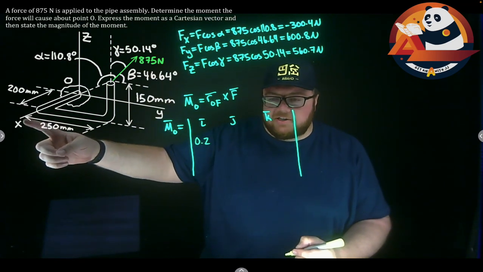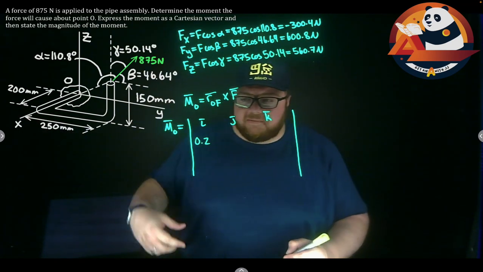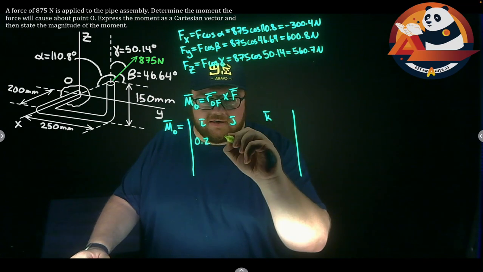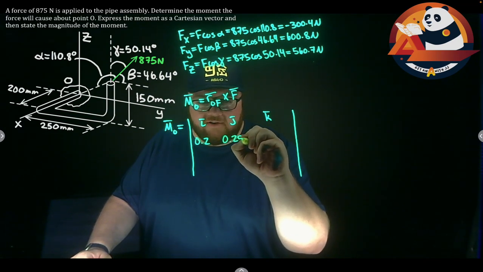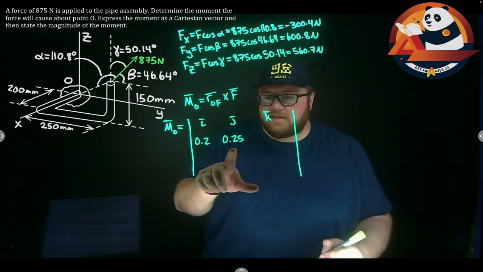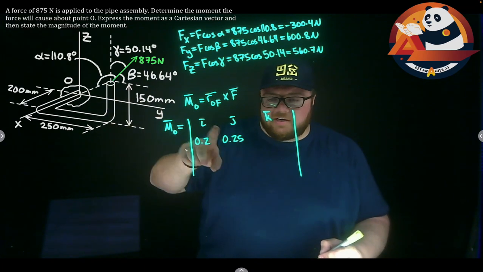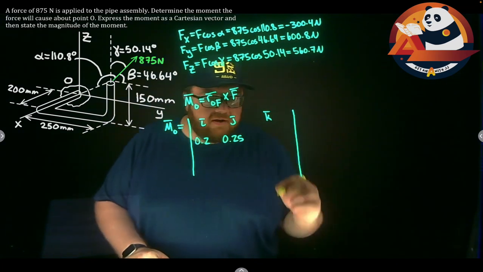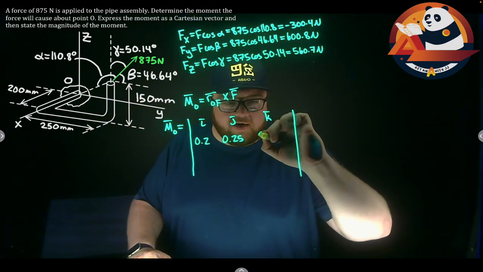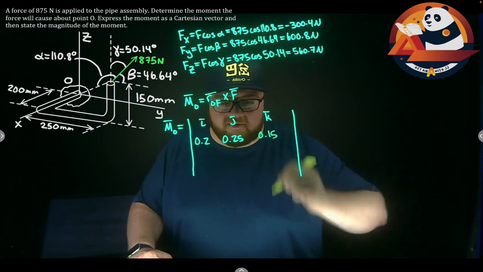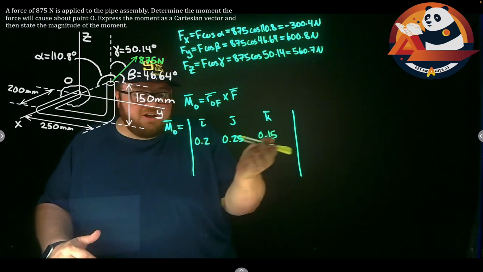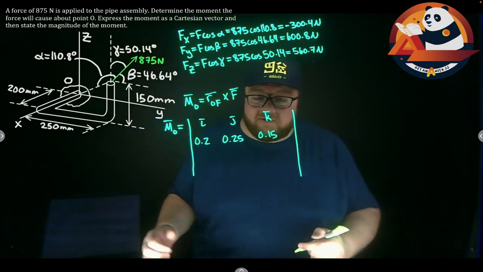In the y direction, I'm going 250 millimeters, converting to meters, 0.25 meters. And finally, up in the z direction, we're going up 150 millimeters. So that'd be 0.15 meters. If you left this in millimeters, if you were my student, I wouldn't mark you down.